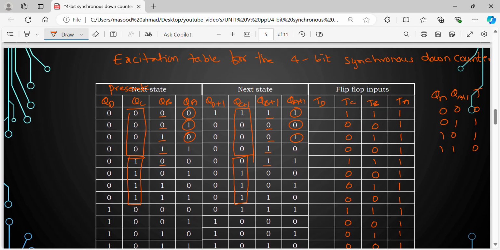Now if you look at the other case, that is QD, this is 0 and this QD plus 1 is 1. So it is 1. For the rest of the cases, there are 7 cases, so it is always 0, and this is also 0 till here.